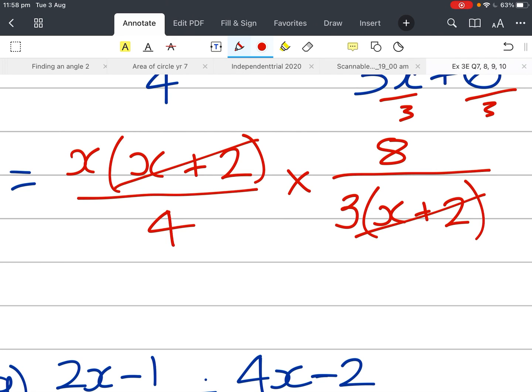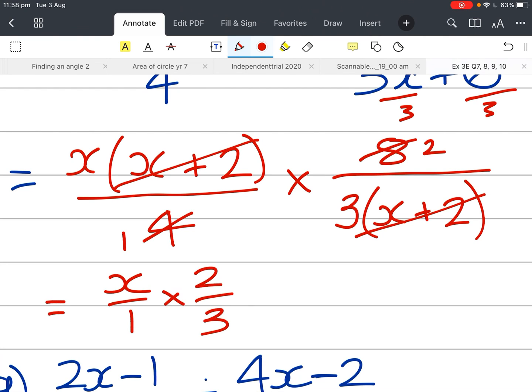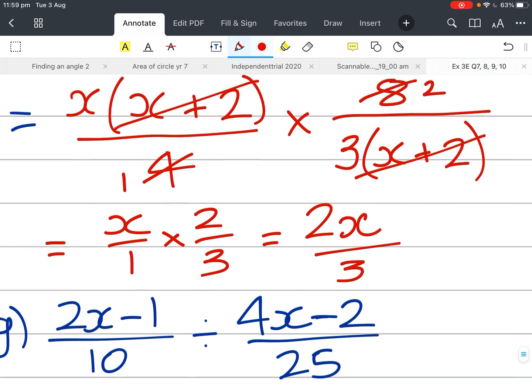I've got a 4 on the bottom and an 8 on the top. 4 goes into 4 once, and I know 4 goes into 8 twice. I'm going to write down what I have left. That's what I've got left. Multiply them out. 2 times x is 2x, and 1 times 3 is 3.